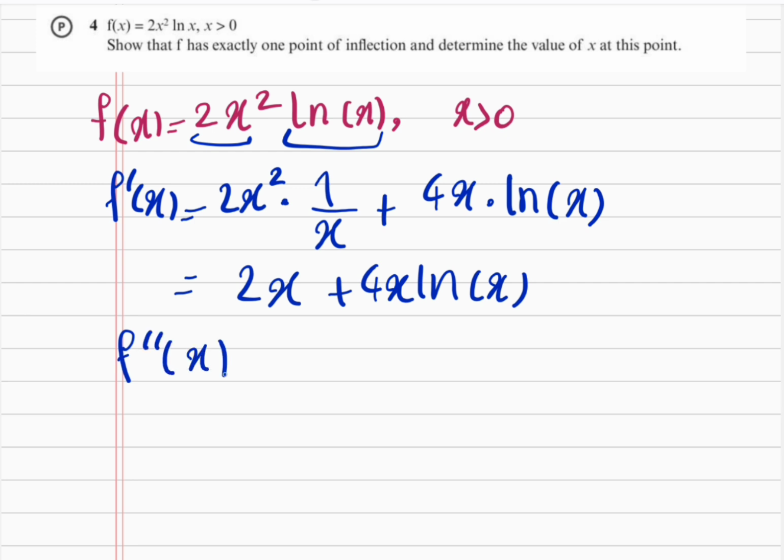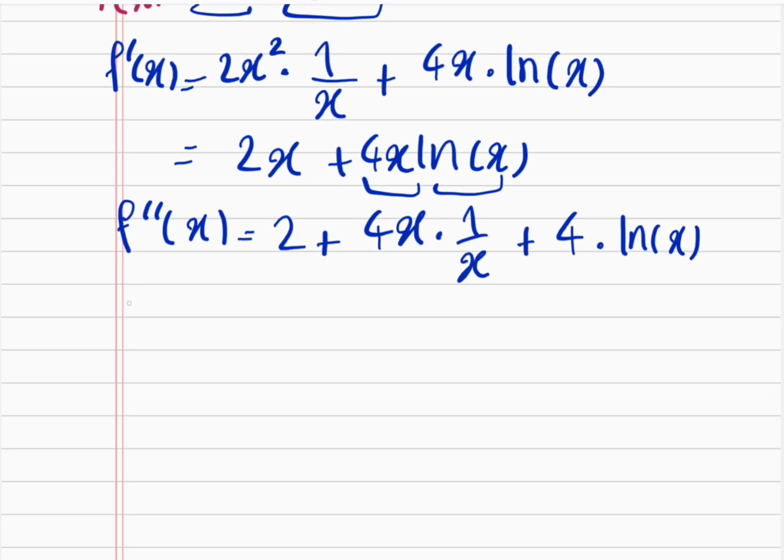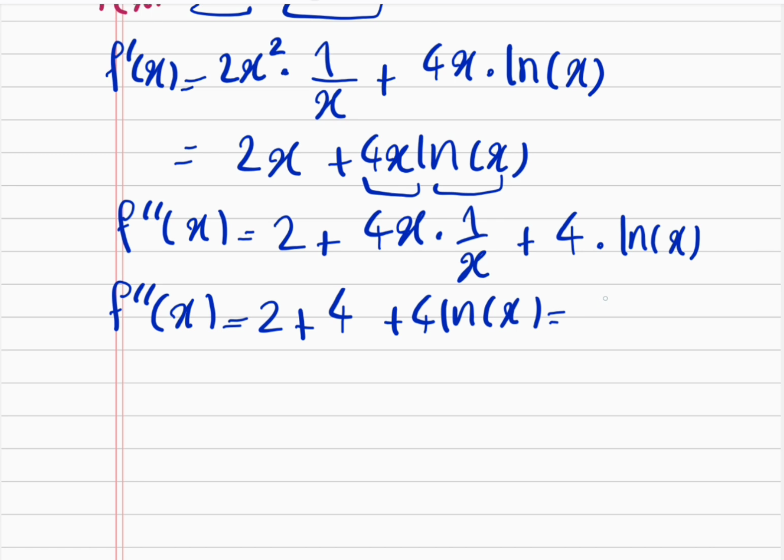And for the second derivative, 2x differentiates to 2. Again, we have another product rule, 4x and ln x, two different functions. So the first function is 4x times the derivative of ln x, which is 1 over x, plus 4x differentiates to 4 times ln x. And now we can simplify. So we have 2 plus 4 plus 4 ln x, which is equal to 6 plus 4 ln x. This is the second derivative.